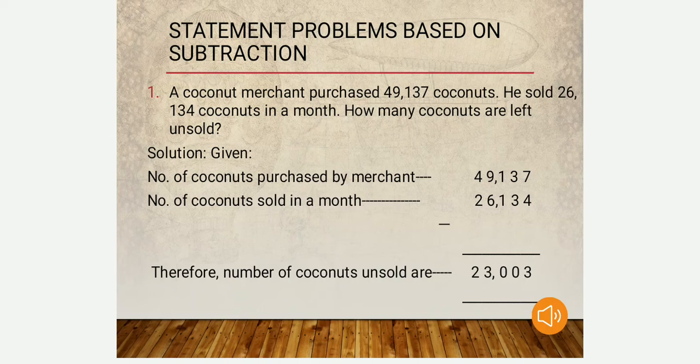Let us see the answer column wise. 7 minus 4 will be 3. 3 minus 3 will be 0. 1 minus 1 will be 0. 9 minus 6 will be 3. 4 minus 2 will be 2. Therefore, the number of coconuts unsold are 23,003.